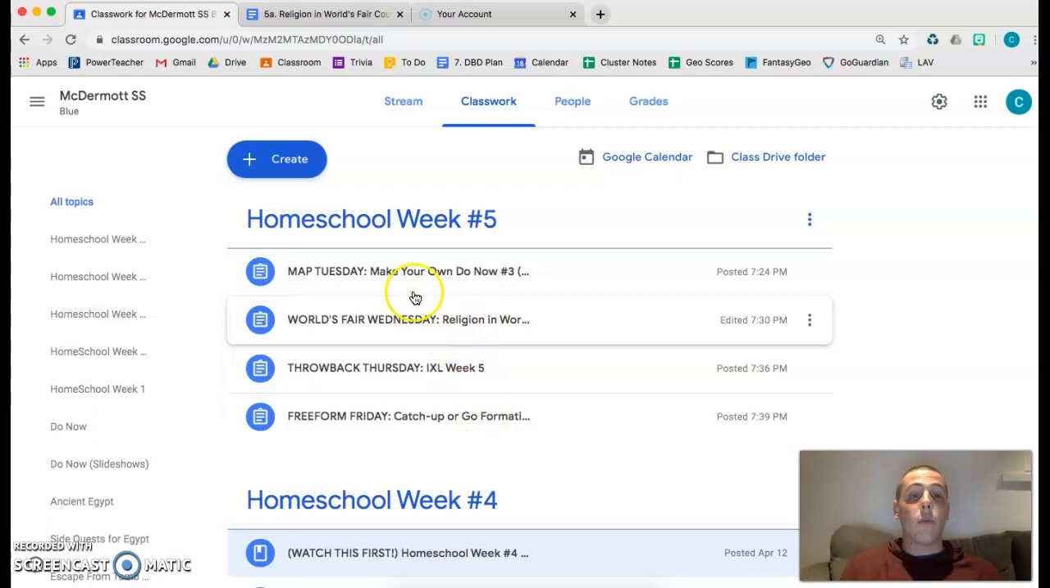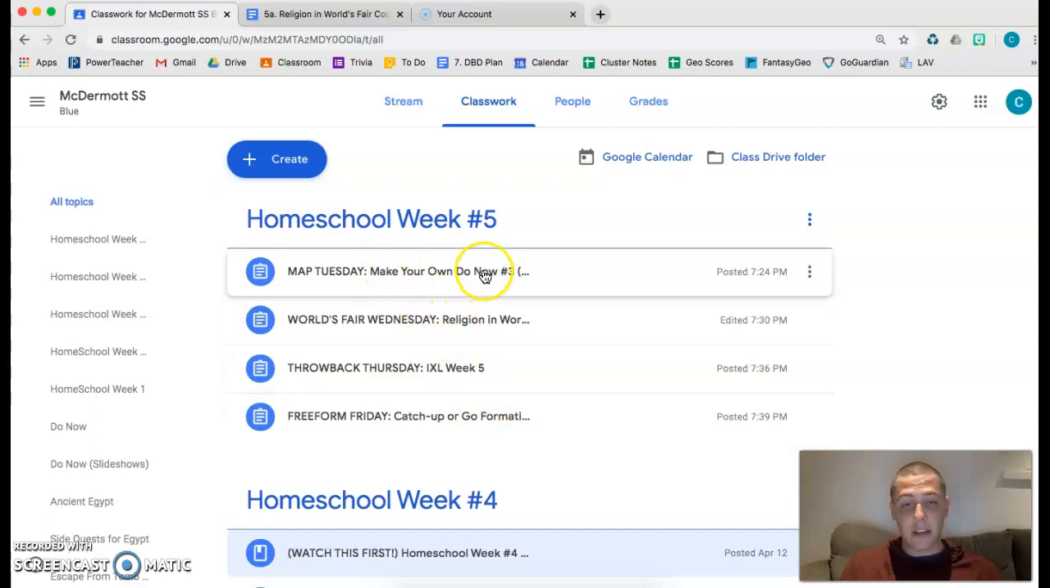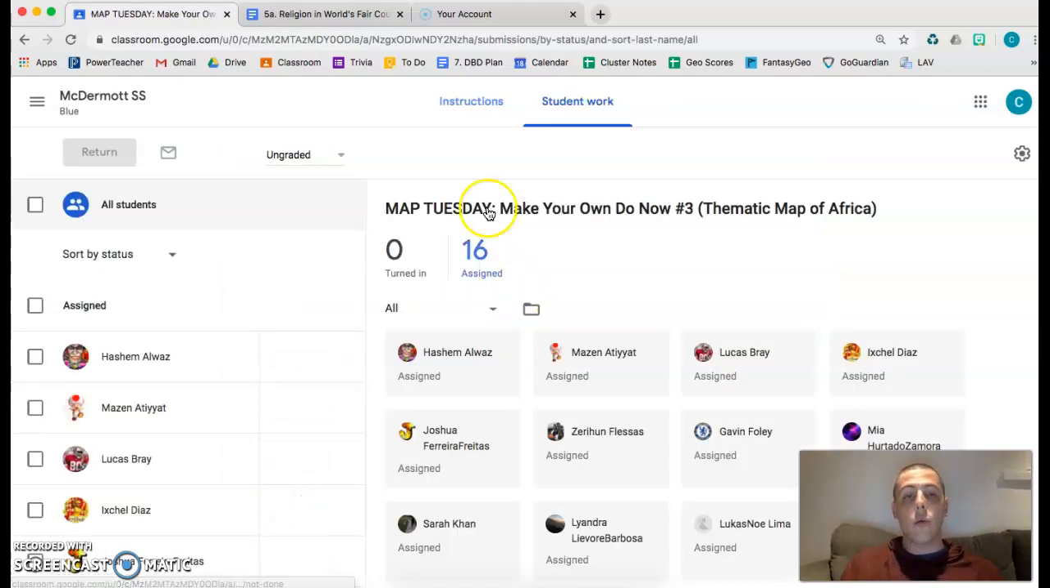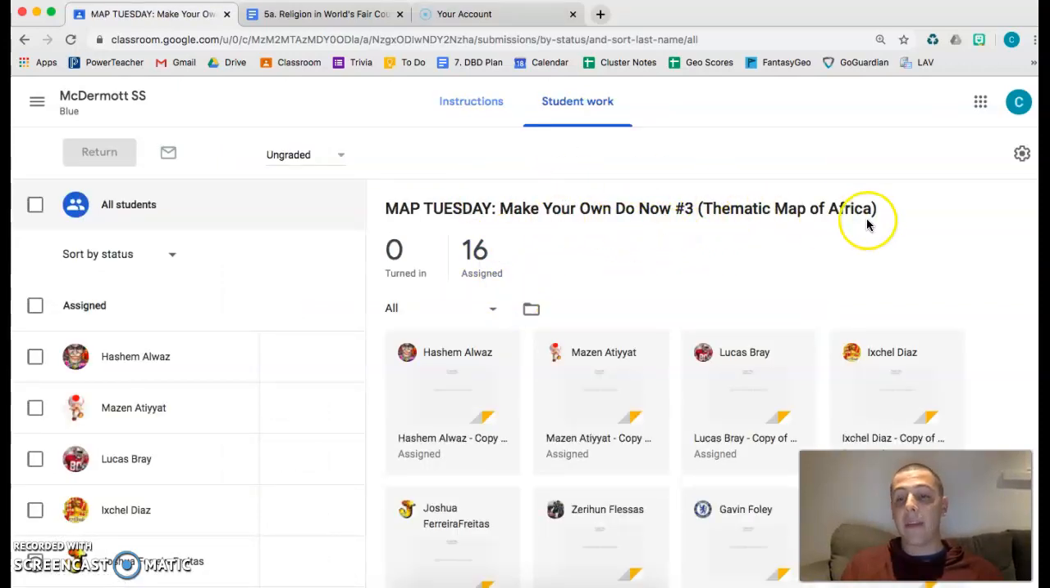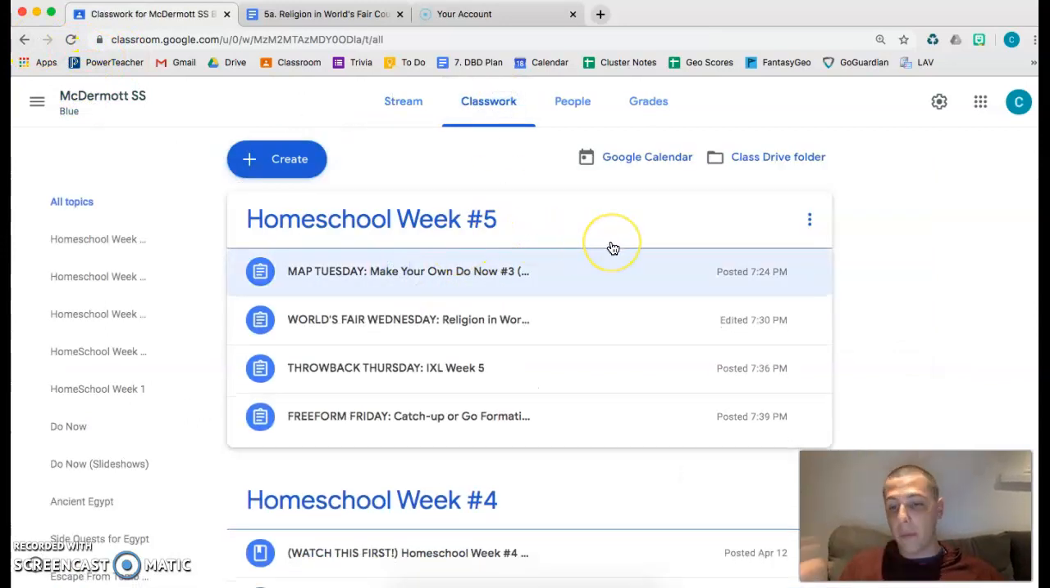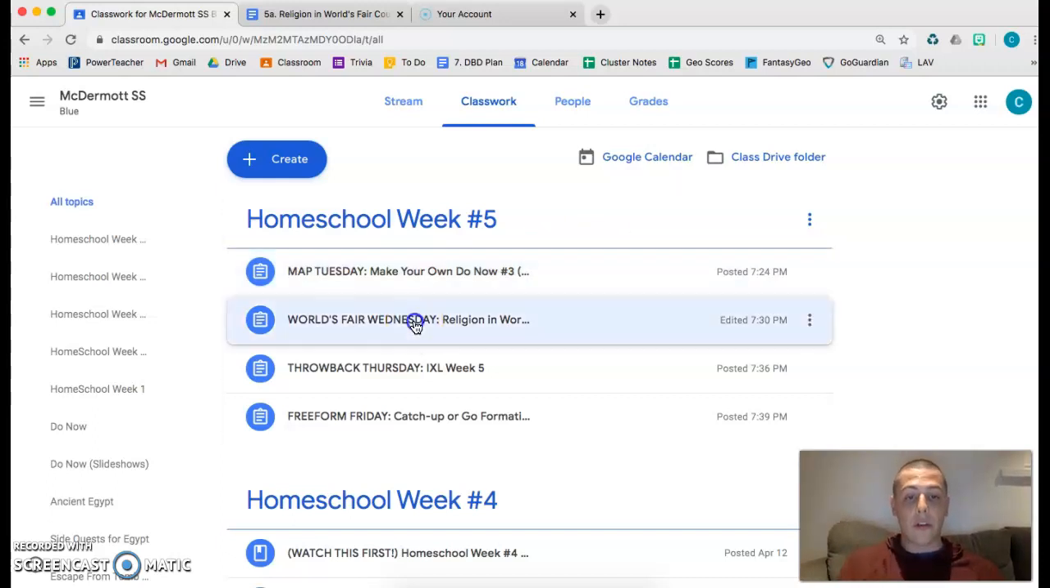For the Map Tuesday, same thing as you guys have been doing the past few weeks, except for this one, you are going to use a thematic map of Africa. So you're going to make your own do now using a thematic map of Africa. Think about some of the other thematic maps you've made regarding the United States, your World's Fair country. Think about anything regarding population, climate, religions, anything like that. It can be all of Africa, or just part of Africa, whatever you can find that's good. And remember, of course, you need to do all of the days on Monday in order to get full credit. Then we're moving on to World's Fair Wednesday.